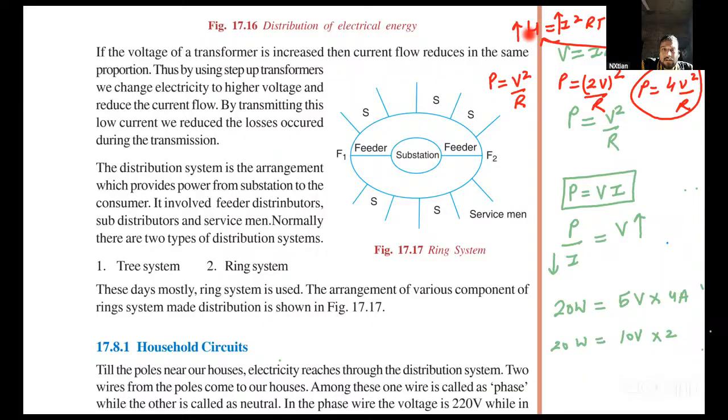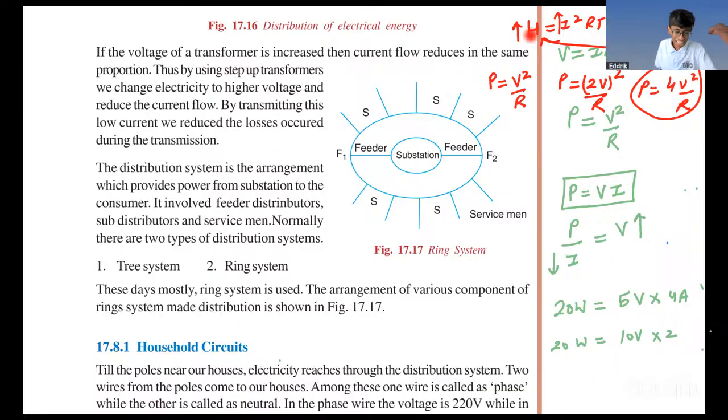Did you understand? There are two different proportions between V and I. The first is that in a conductor, if resistance R is there, increasing the voltage makes the current increase, since V is equal to IR. But if you want to keep the power same, with no loss of power, then if you increase the voltage, the current will decrease.